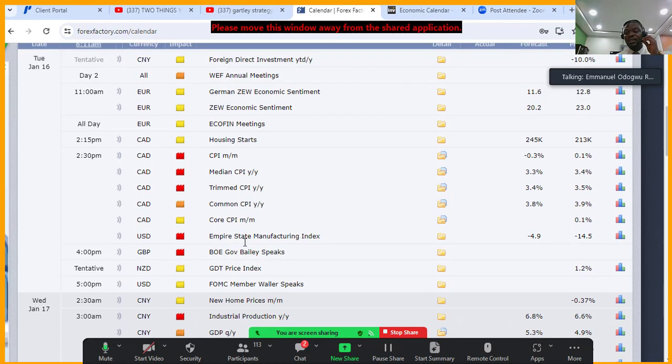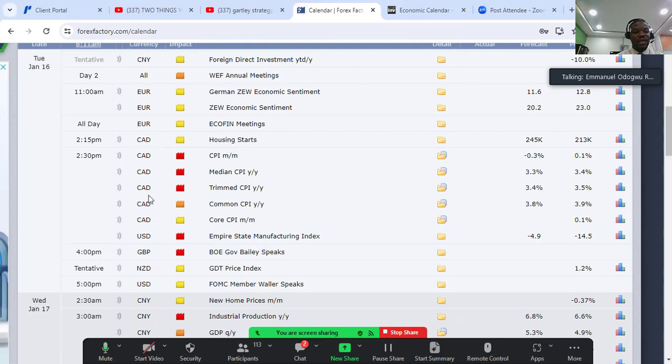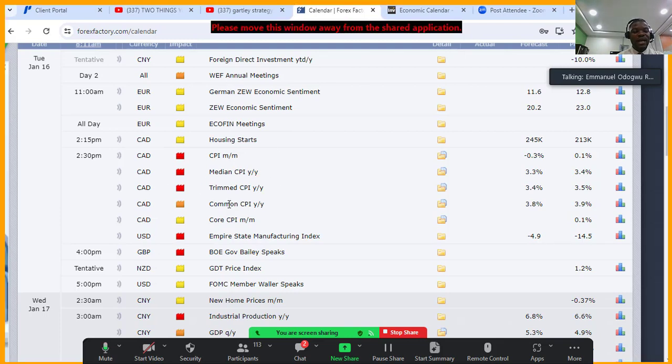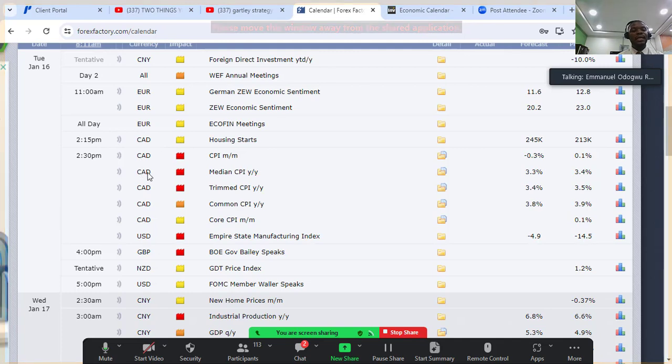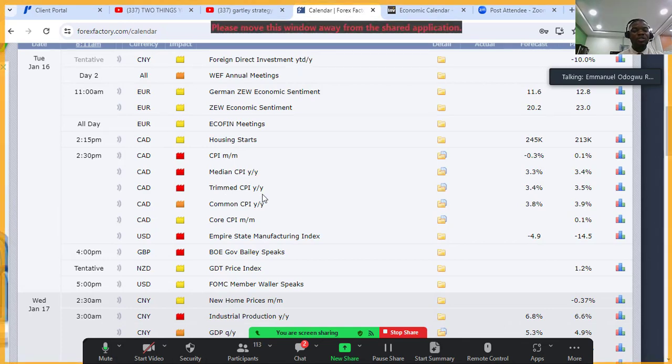So what you want to do is by 2:30 p.m. today, you can use a buy stop and a sell stop on CAD. So any of the CAD currency pairs, like USD/CAD, GBP/CAD, AUD/CAD, NZD/CAD, you may want to just do a buy stop and a sell stop. This news is by 2:30 p.m. So you may want to set a buy stop and a sell stop maybe around 10 minutes before the news. So let's say 2:20 p.m.